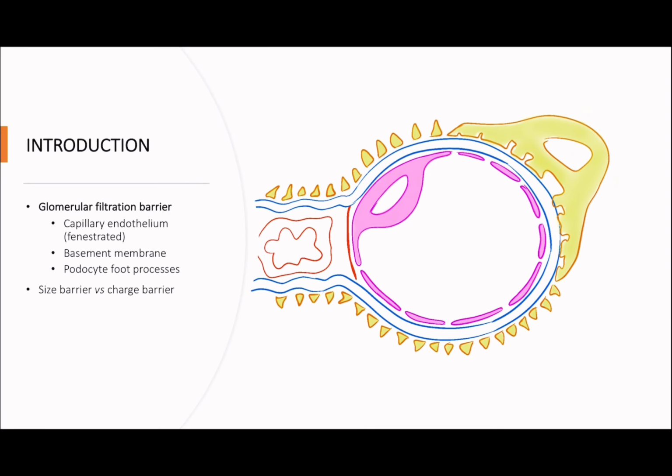Now this slide shows a cross-section of a capillary within the glomerulus, and the glomerulus is the site where blood gets filtered. Inside the capillary there's blood, and outside the capillary there is something called the Bowman's space. The blood has to move across the glomerular filtration barrier in order to become the filtrate. The filtrate eventually becomes urine.